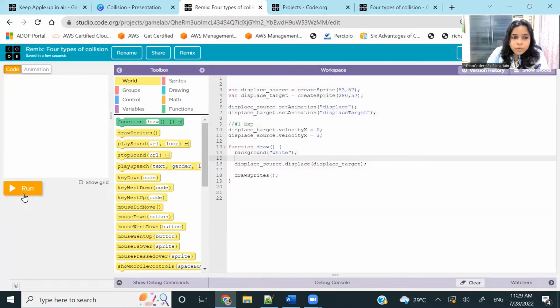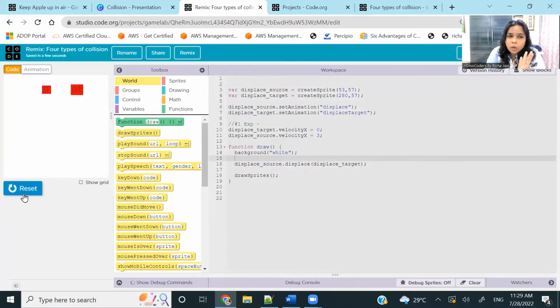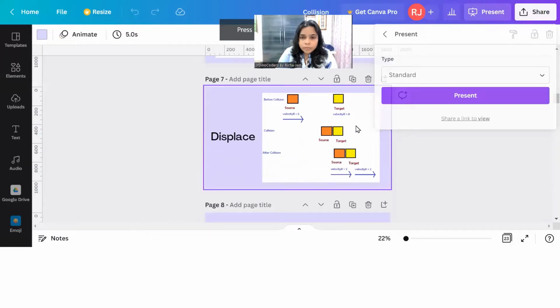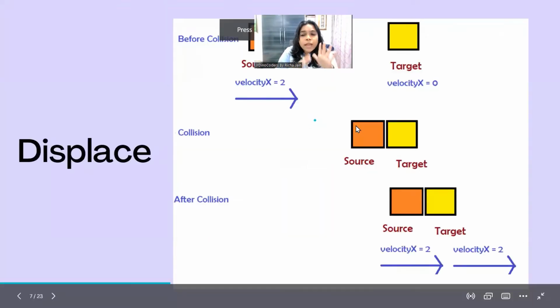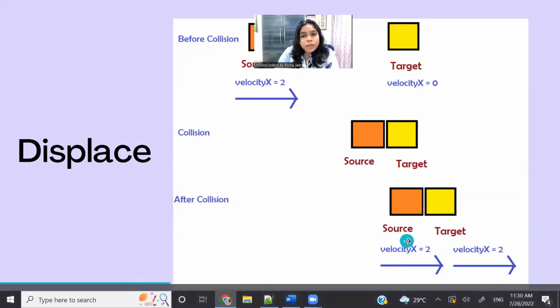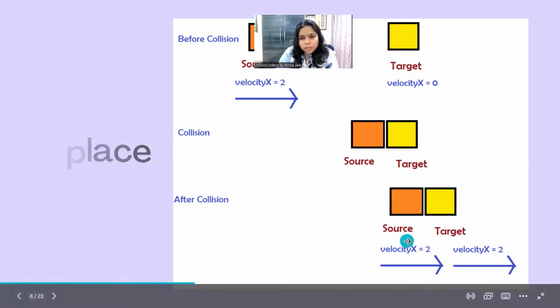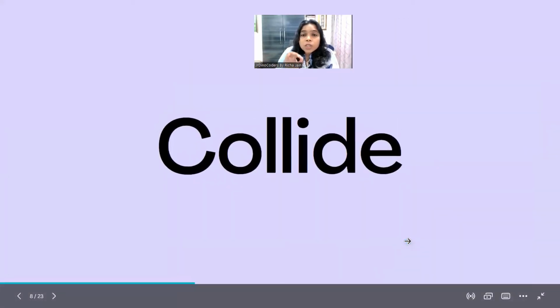After this, do you notice that my displaced target is also moving along with the source? It has actually taken the velocity of the source as soon as both of them touch together. So that was about displace. The same thing: my target takes the velocity of my source. What is the next type of collision? The next type of collision is collide.